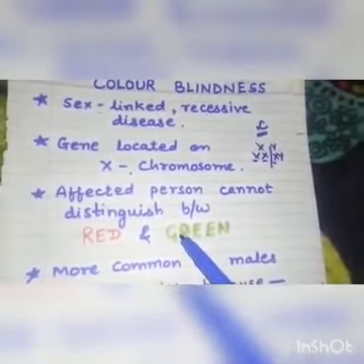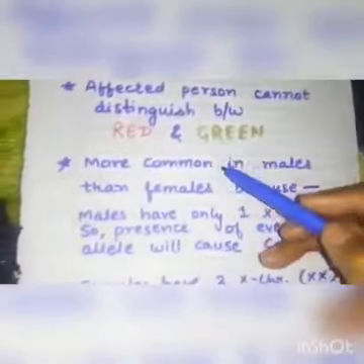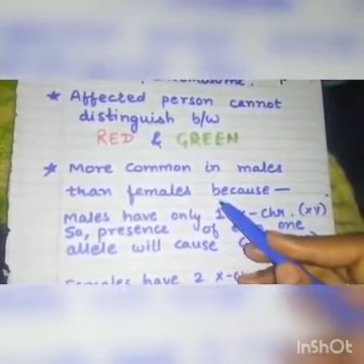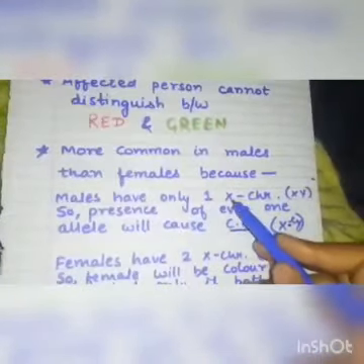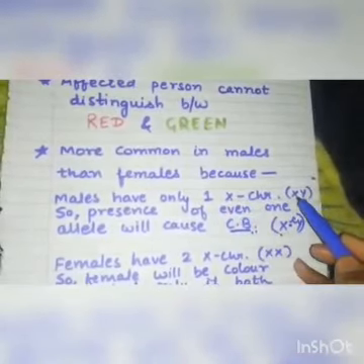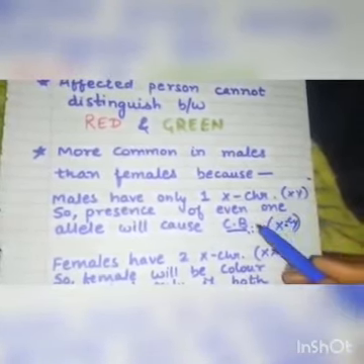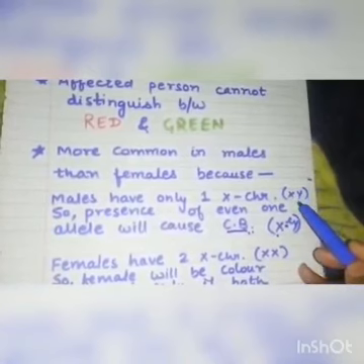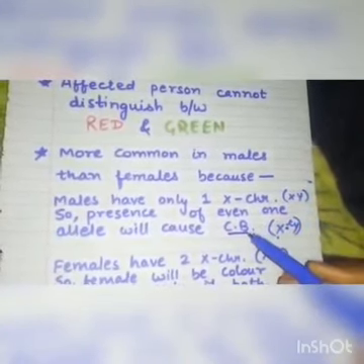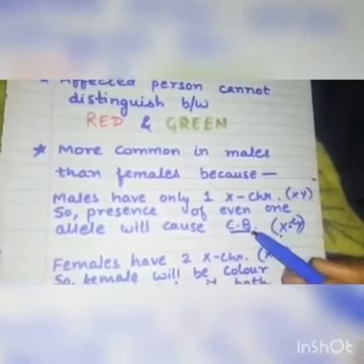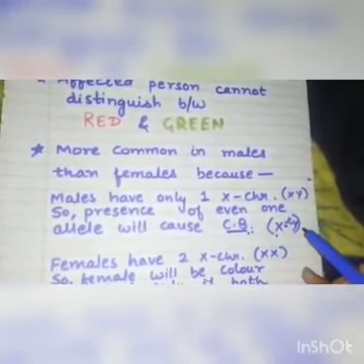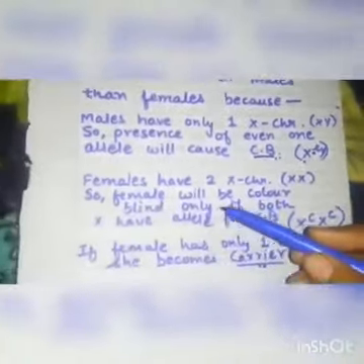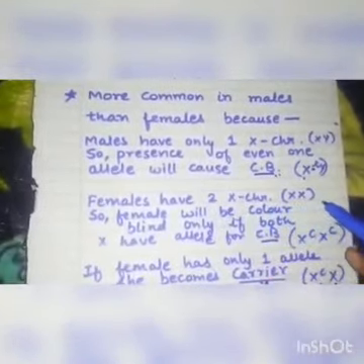In human beings, a dominant X-linked gene is necessary for the formation of colors. So they can't distinguish red and green color. It is more common in males than in females because males have only one X chromosome, X and Y. So the presence of even one allele will cause color blindness. In color blindness, it is represented as Xc. So if only one allele is present in males, then they will be color blind, with only one Y chromosome. But in females, they have two X chromosomes.